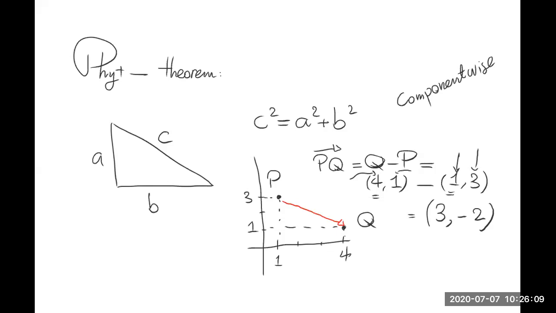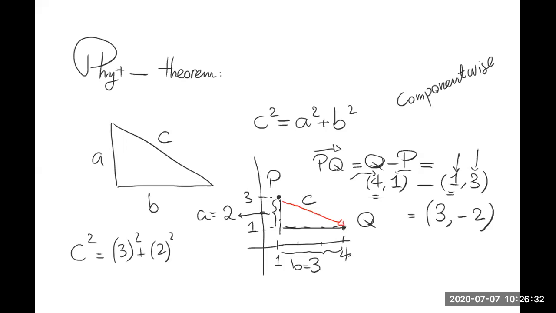Okay, I will answer that question shortly. So here we have a triangle, right? And this side goes from 1 to 4, so its length is 3. This side goes from 1 to 3, so its length is 2. So here A is 2, B is 3, and we are looking for C. C squared is 3 squared plus 2 squared. So C here is the square root of 13. That's how we use the Pythagorean theorem to compute the length of vectors.